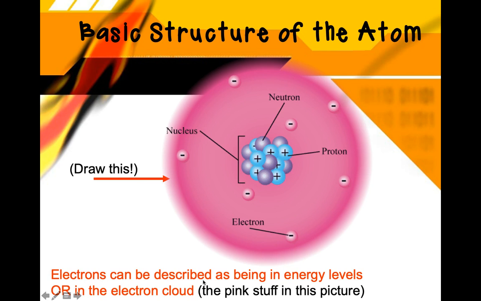And then this is what you write down by your picture. The electrons can be described as being in energy levels or in the electron cloud. So we described the neutron and the proton as being inside the nucleus. So that's why we didn't have to write anything separate, because you already have it labeled in your picture. So again, you're drawing this picture, pause the video if you need to, and then write this down. So electrons can either be described in energy levels, like close energy levels to the nucleus or farther away energy levels, or in an electron cloud, which is like this pink stuff in the picture.